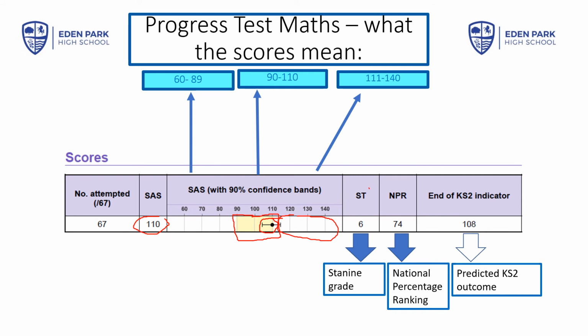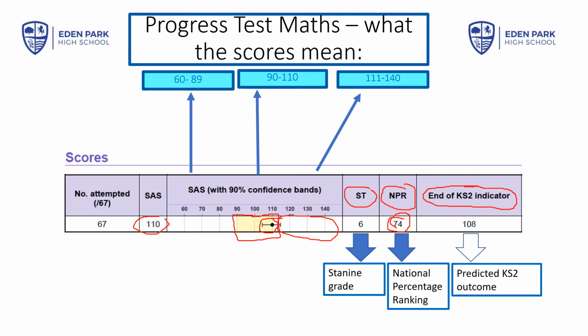Okay, you've got the ST grade. Again, it's above a 5, so they're working at a more advanced level than expected for their age group. And the NPR here is a grade 74, which means they're in the top 26% nationally. And then the end of Key Stage 2 indicator.